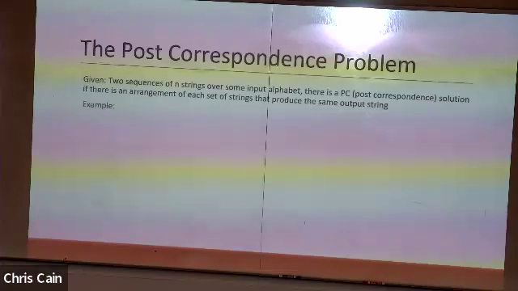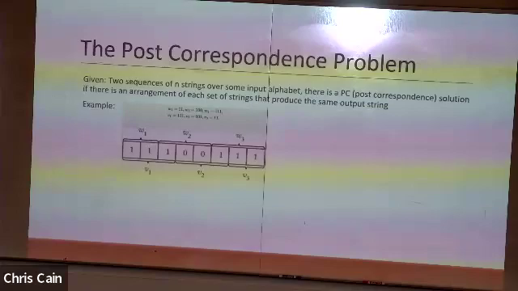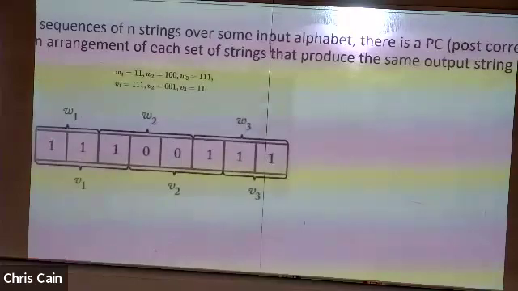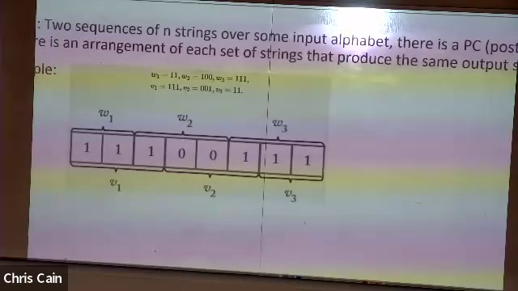So let's give you an example. Let's actually zoom in on this so you can see it a little bit better. We have strings 1, 1, 1, 0, 0, and 1, 1, 1 as the W sequence of strings. And then we have a V sequence of strings that we will call 1, 1, 1, 0, 0, 1, and 1, 1. Can we arrange these in some fashion such that they produce the same output? And sure enough, we can. If we do W1, W2, W3, and V1, V2, V3 in that order, you end up with the same output string. Does that make sense?